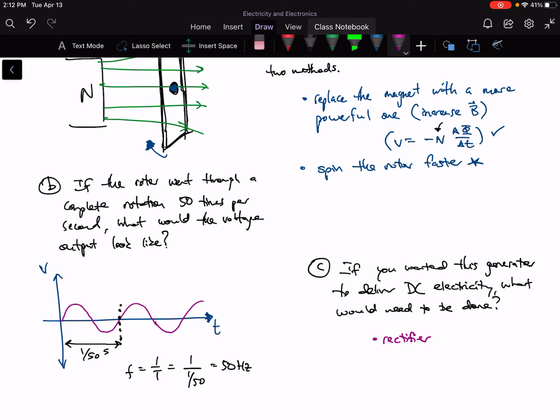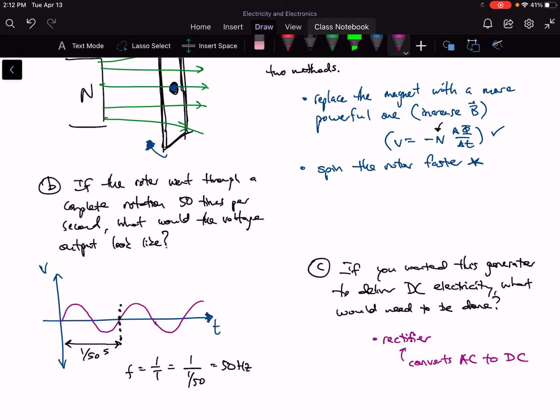And the reason for that is that this converts AC, which is the natural output of the generator because of the rotary motion, to DC.